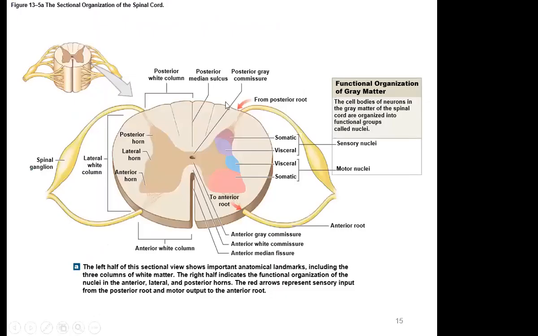Okay, so all in all, hopefully your picture looks something like this. You have a posterior median sulcus, you have an anterior median fissure. You can see where the anterior white columns are versus the lateral white versus the posterior white. What's the AKA for column? Good, funiculus, very good. You have a posterior root, you have a dorsal root ganglion, you have an anterior root. What information is running through the anterior root? Is it sensory or motor? Motor, efferent. What is the reason for the bubble for the dorsal root ganglion?